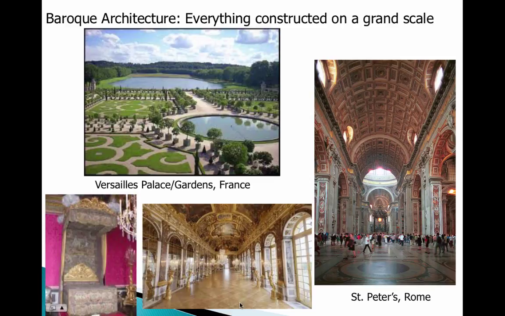This is the Hall of Mirrors, I believe, and everything in this palace is opulent. Here's a bed. Even the beds are colossal. Over here we have St. Peter's Basilica in Rome, the epicenter of the heart of the Catholic Church in the Vatican. And we can see here, this is actually huge.